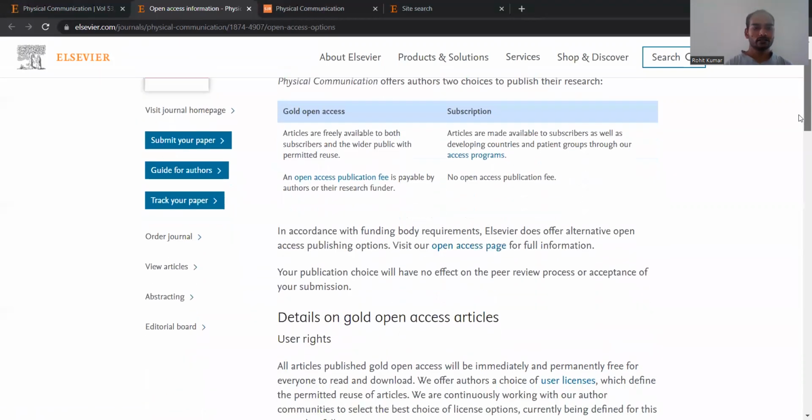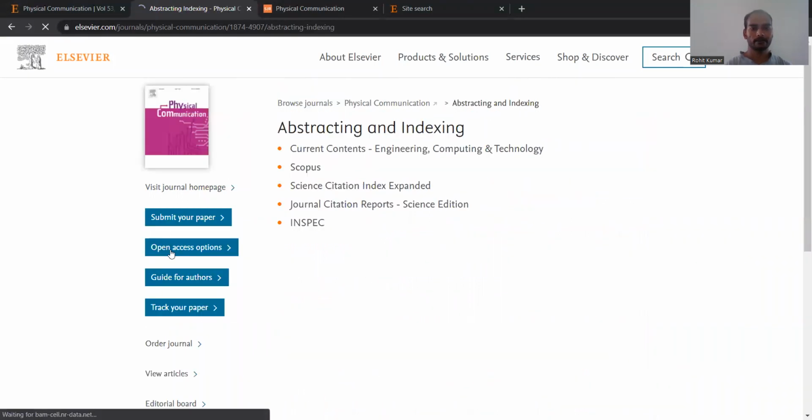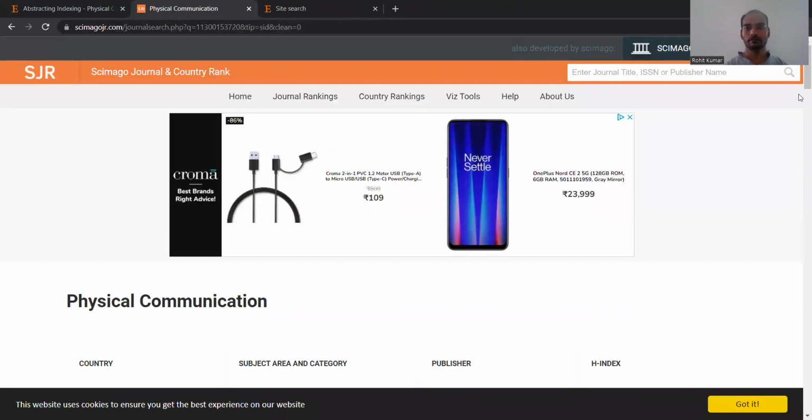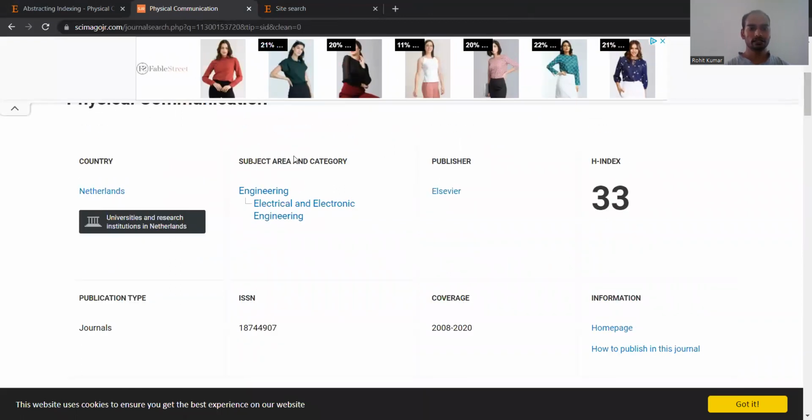Coming to the indexing of this particular journal, jump onto this, and here we find that it is SCIE, Science Citation Index Expanded. So the journal is SCI, and the second thing, we need to check whether it's Q1 or not. To check that particular detail, we need to jump to SCImago, and here we have Physical Communication. You can see it's a Netherlands journal. The subject area and categories are specifically focused on electrical and electronic engineering, and in the aim and scope we have already seen that it is specifically focusing on physical layer communication.